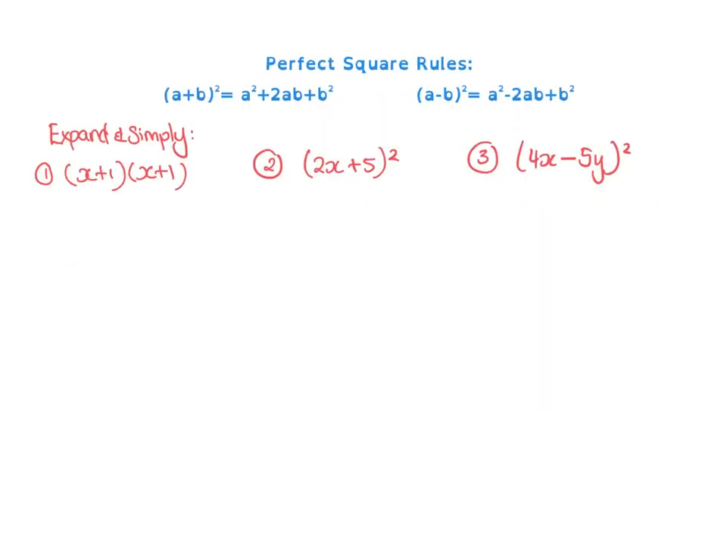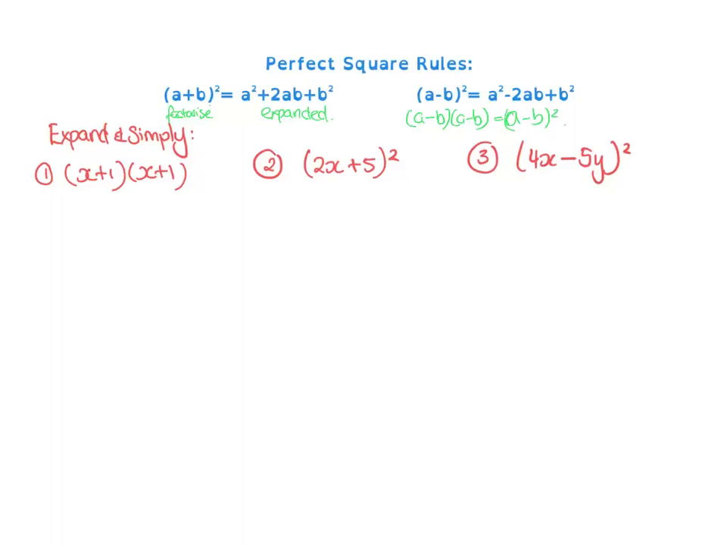Okay, and now a couple of other rules that we're going to look at are the perfect square rules. So you can see up here (a plus b) squared, so this is factorized form, and it will always expand out to a squared plus 2ab plus b squared. Also remember, a minus b all squared works in a similar way. Okay, so let's have a look at these examples.